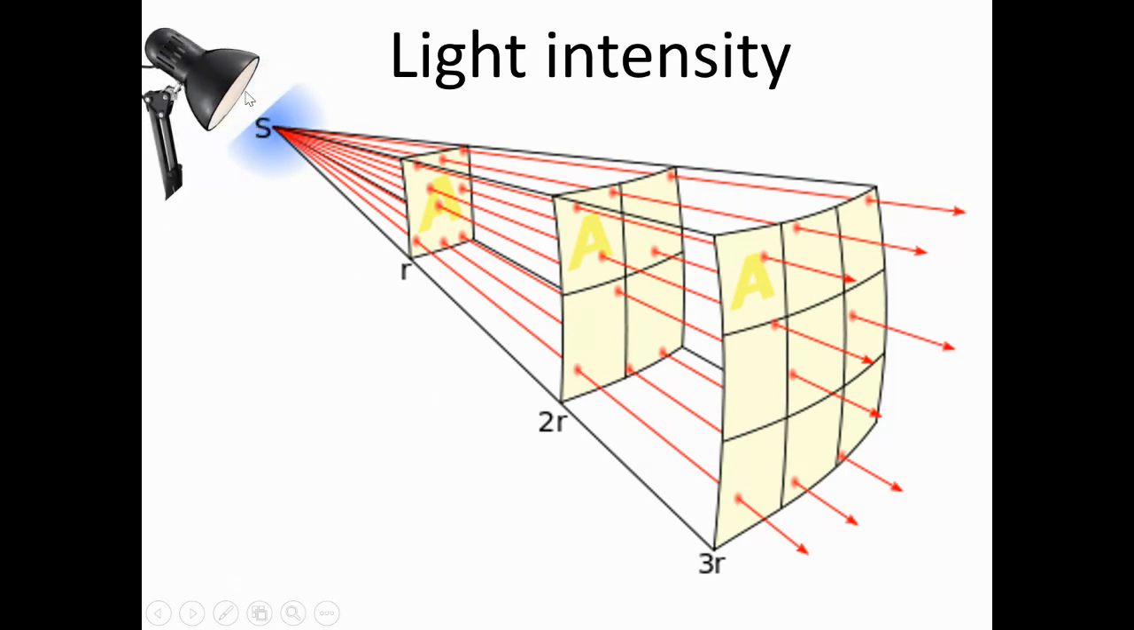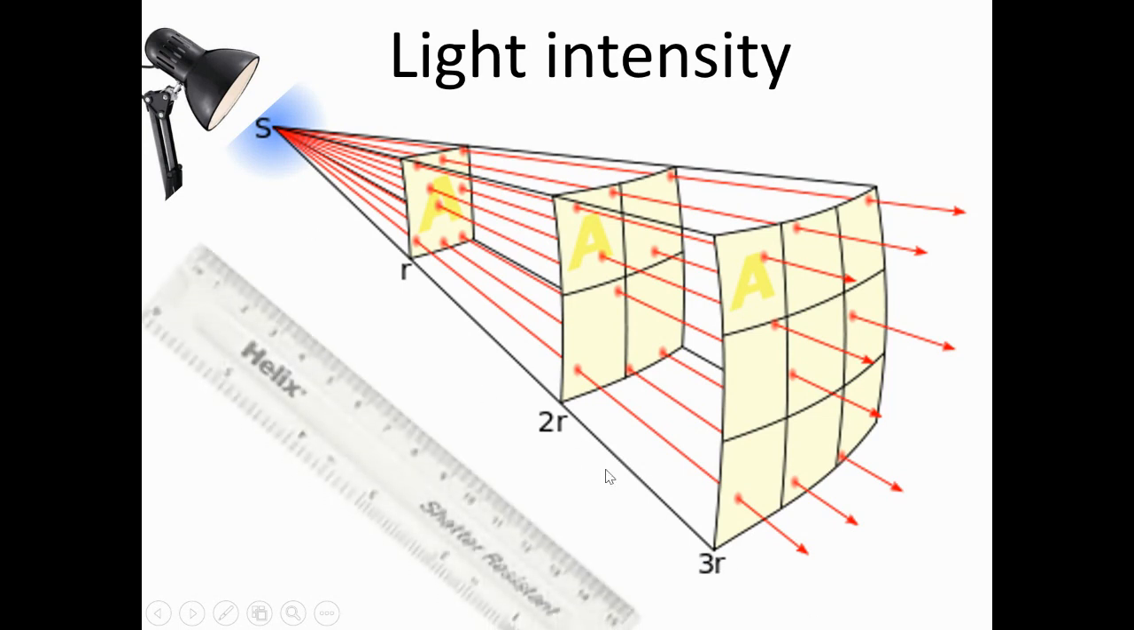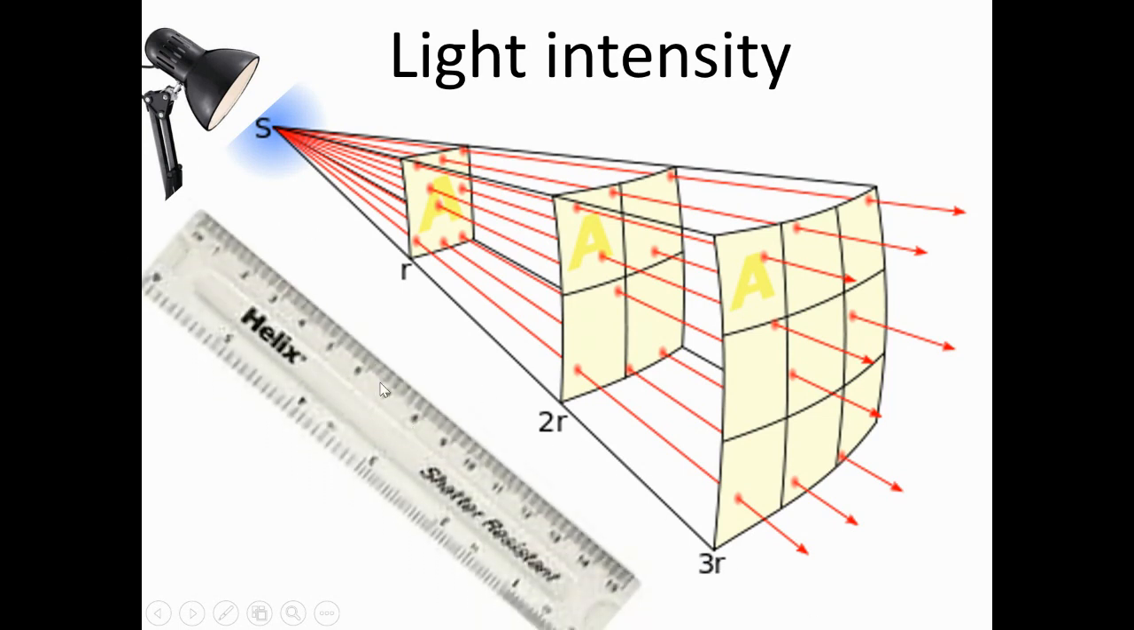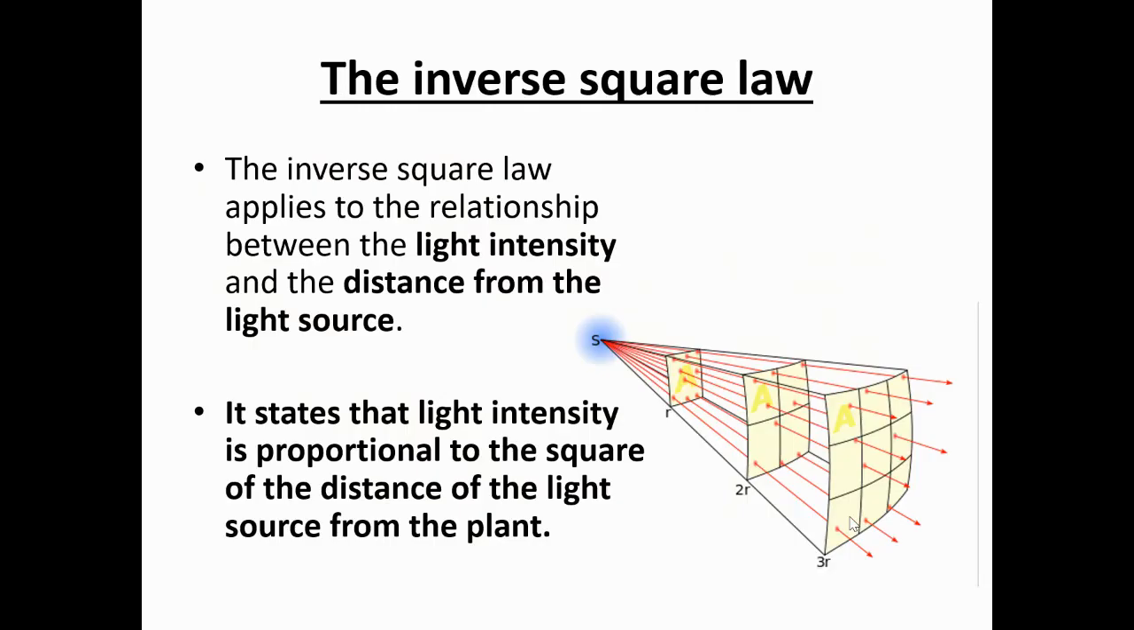Light source starts here. R is going to be distance in this case, and 2R means twice the distance, and 3R means 3 times the distance. Okay, we measured the distance using a ruler, but we can see that the light intensity decreases because it's spread out over greater and greater areas. 1 square, at twice distance you've got 4 squares, and at 3 times the distance you've got 9 squares. This is the inverse square law.